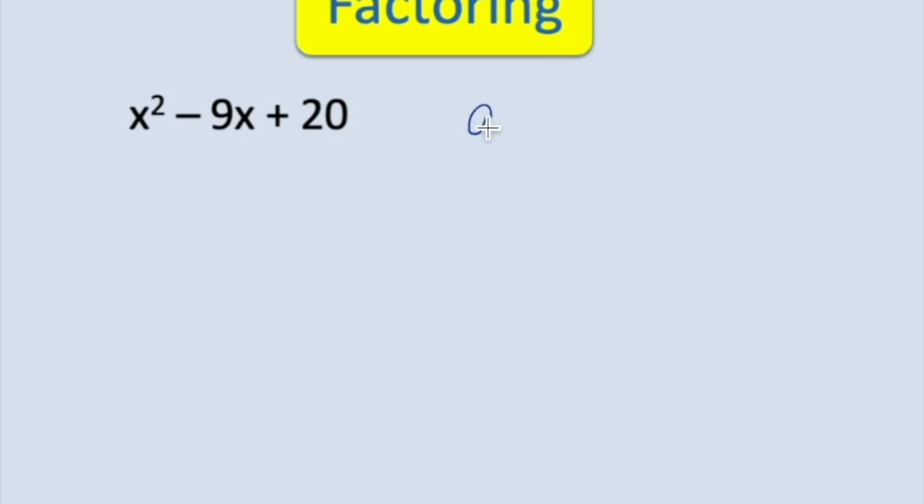This expression is in standard form. If it is written as ax squared plus bx plus c, a is the coefficient in front of the x squared, b is the coefficient in front of x, and c is the constant back here. So the most basic algebraic expressions have a leading coefficient of 1. Okay, so we want to take a look at the c term, which in this case is 20, and we want to find out what numbers multiply and equal 20, but at the same time would add or subtract and equal -9.